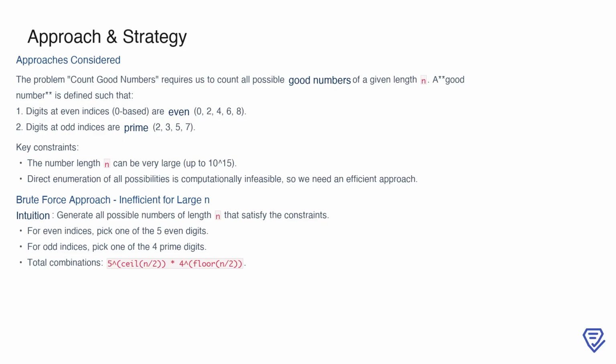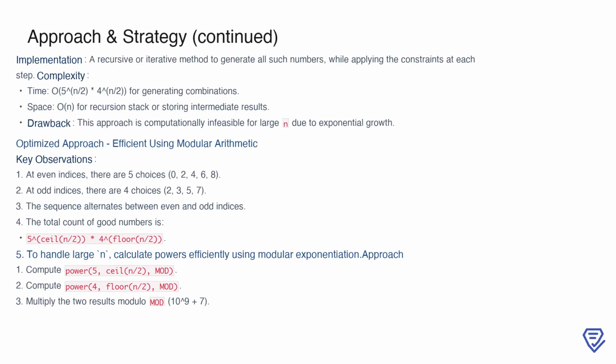While this gives a conceptual understanding, it quickly becomes clear that this method is infeasible for large n due to the sheer number of possibilities and the exponential growth in computations required. An implementation of the brute force approach could involve using recursion or iteration to generate all possible numbers, ensuring the constraints are met at each step.